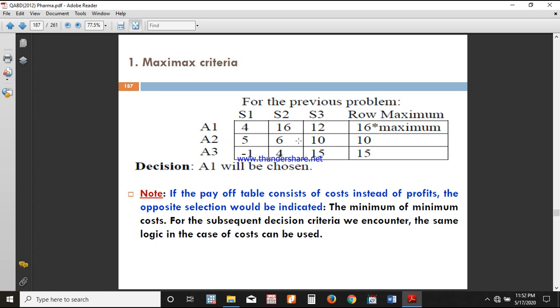Here, from the second row, you can find the minimum value is 5. From the third row, the minimum value is negative 1. From these minimum values, you can choose the minimum value. So from 4, 5, -1, the minimum value is clearly -1. You can choose A3.